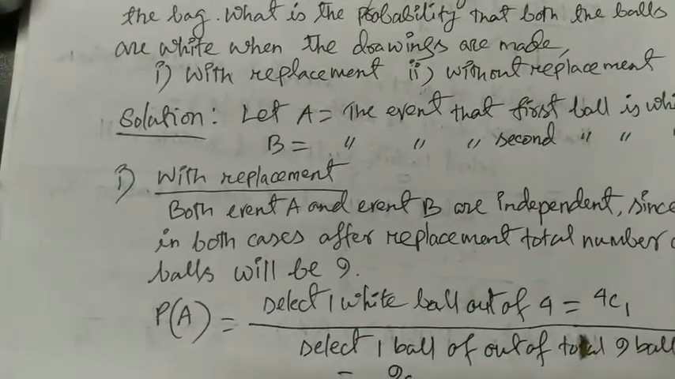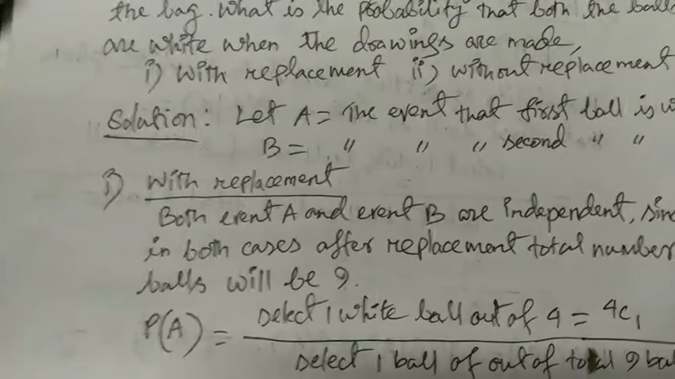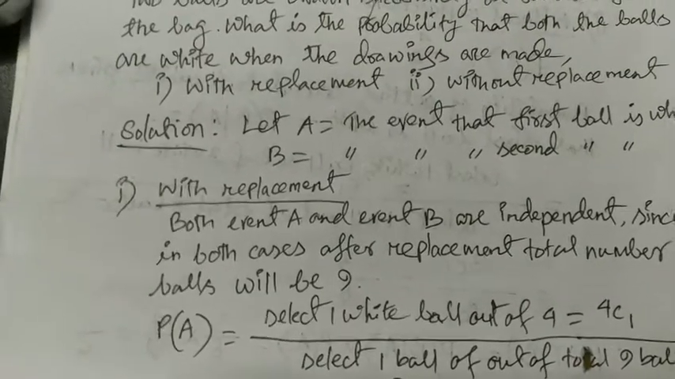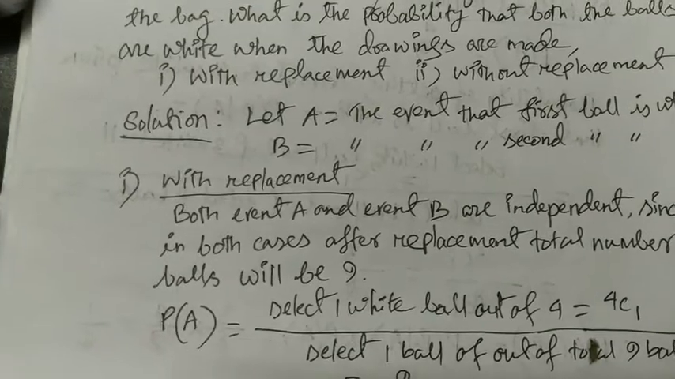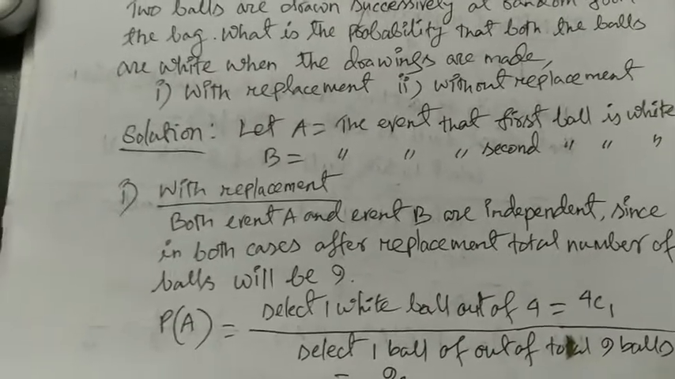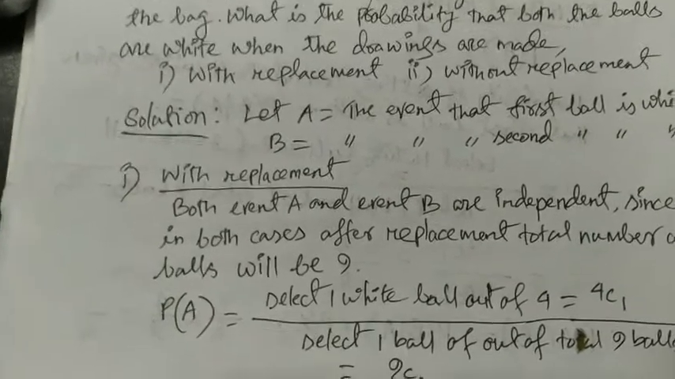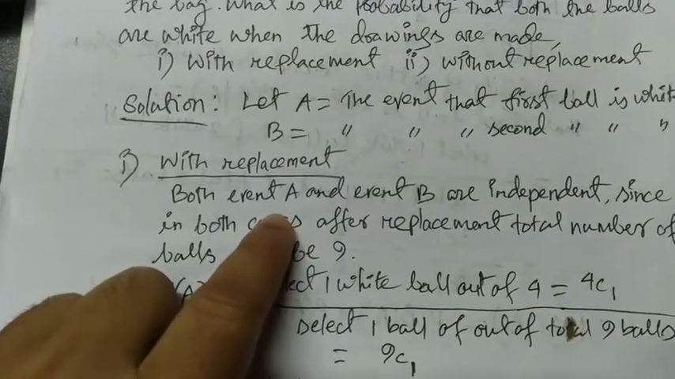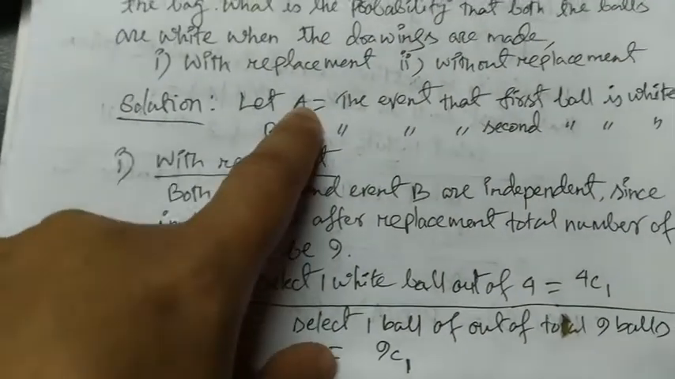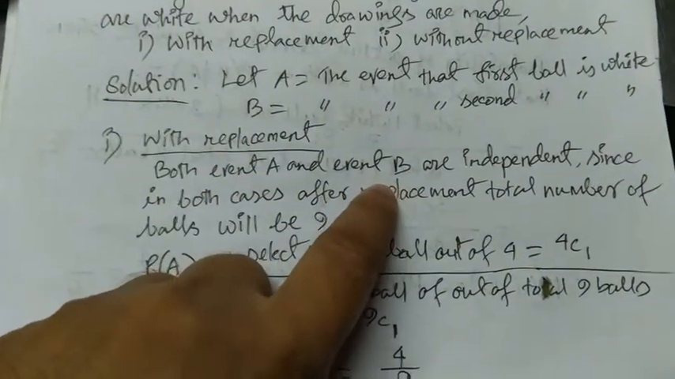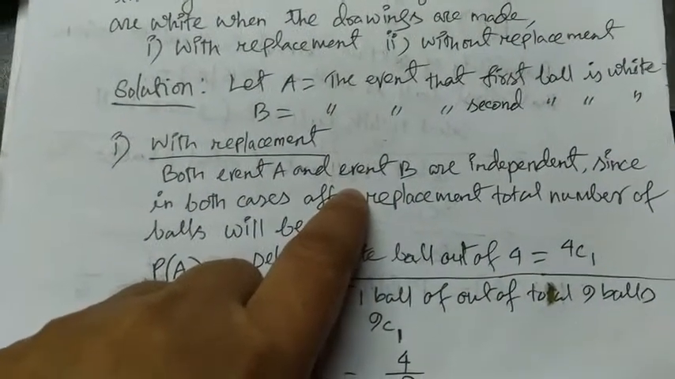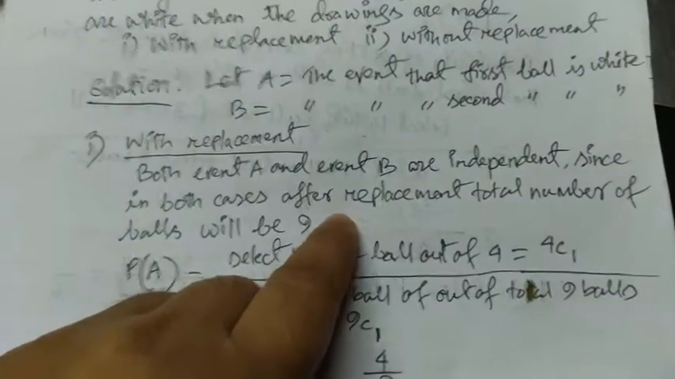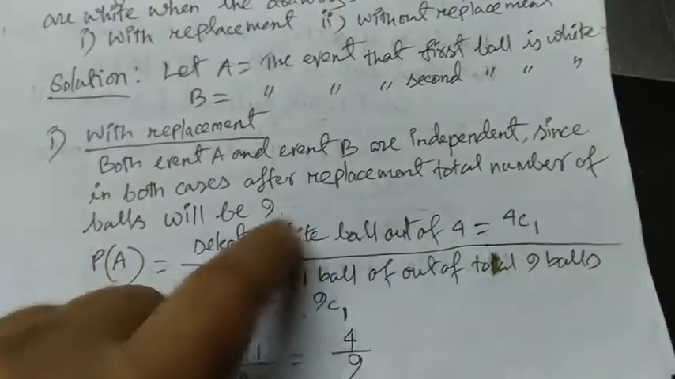After you pick the first ball, you replace the ball in the bag. That means you drop the ball in the bag again, so you get 9 balls again in the bag. So when we pick the second ball, the bag contains 9 balls again. It doesn't matter whether you pick the first ball or the second ball. Both event A and event B are independent. The decision of picking the first ball does not affect the second ball, since in both cases after replacement, the total number of balls will be 9.